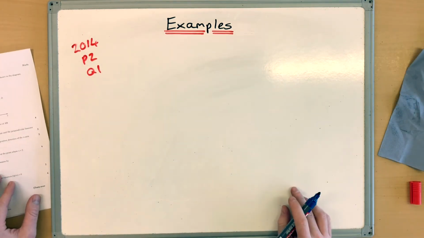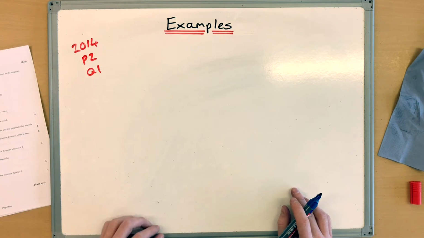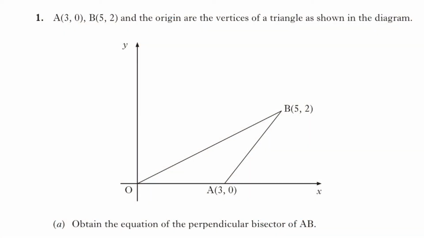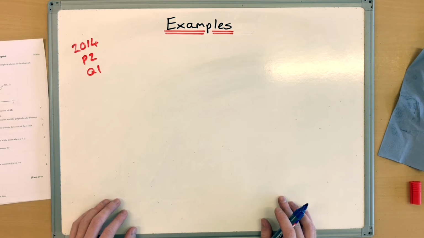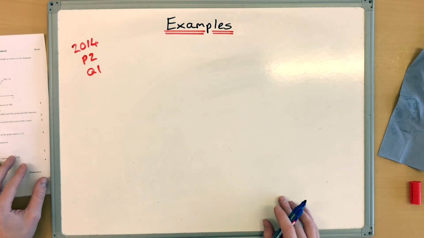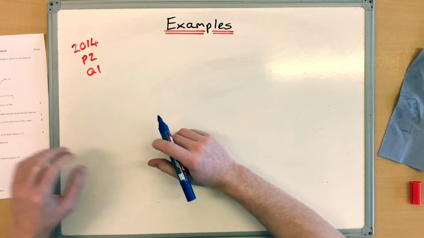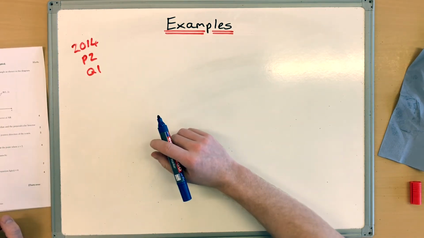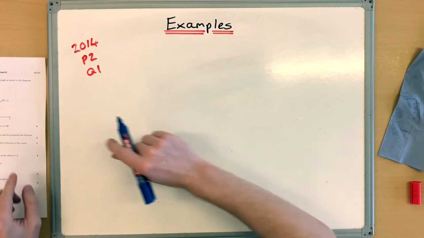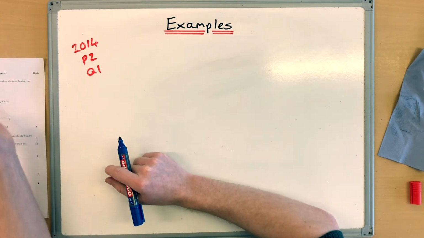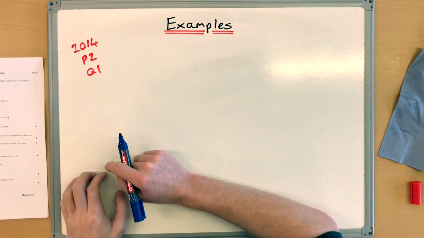Okay, so my next example is again a past paper question, 2014, paper 2. Question 1, have a look at it just now. Okay, so we're going to start by obtaining the perpendicular bisector. So I need to be remembering that the perpendicular bisector cuts through the middle of AB and it's going to go at 90 degrees. So let's start by finding that midpoint of AB.